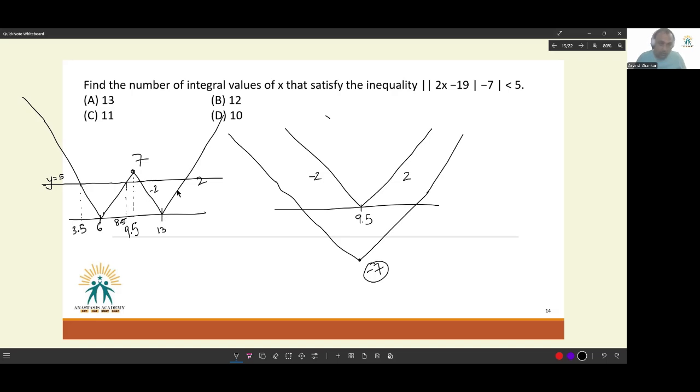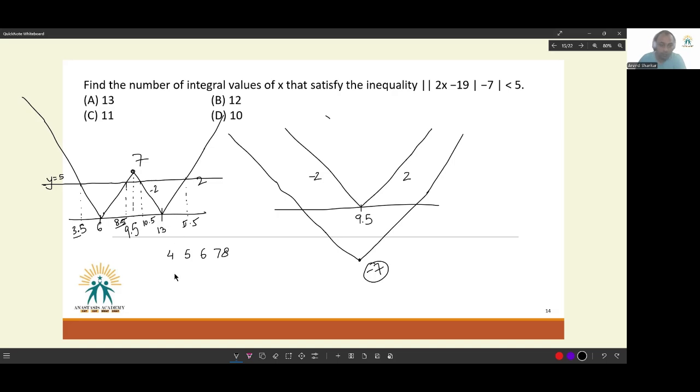Again, here also, 2.5 steps rightwards and 2.5 steps leftwards. 2.5 leftwards will get me to 10.5. And here it will be how much? 15.5. So see, the acceptable ranges are 3.5 to 8.5. Numbers that can be taken up are 4, 5, 6, 7, and 8.